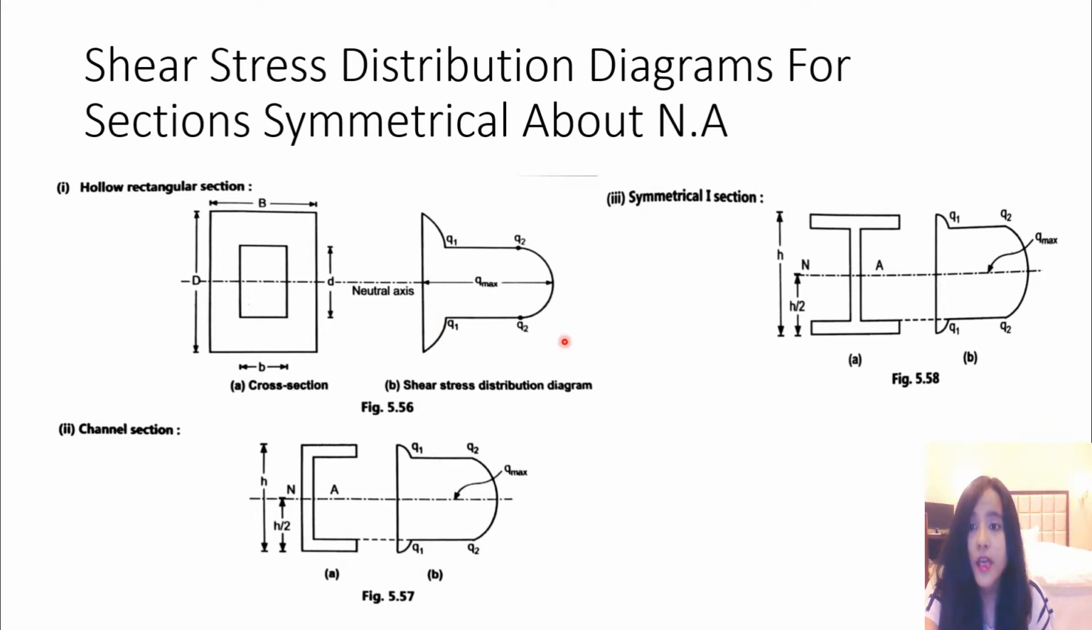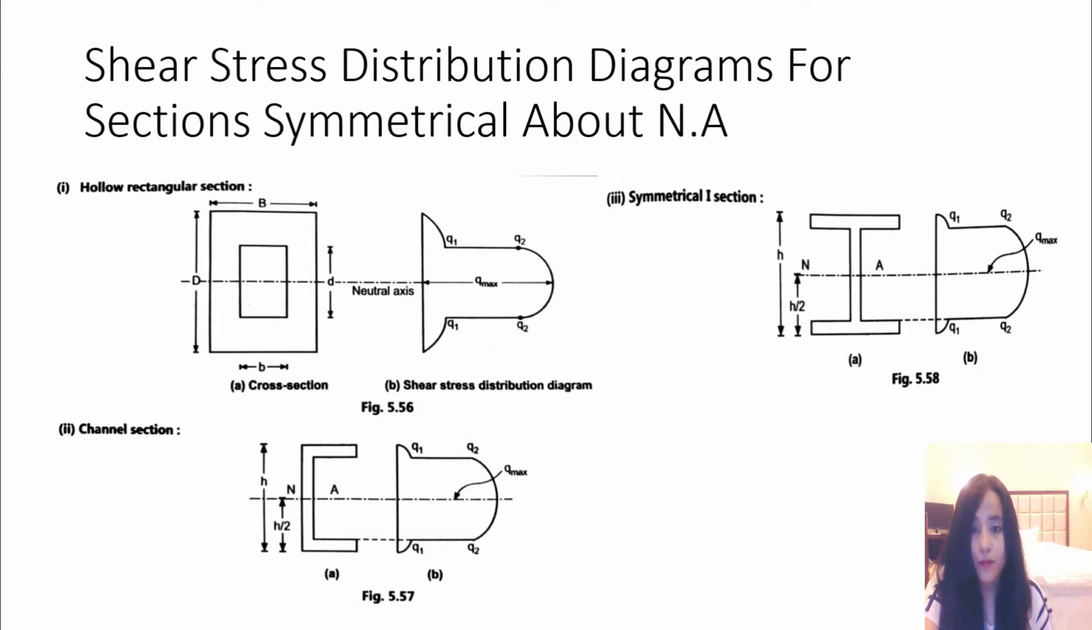But first, just see which are the symmetrical sections and which are unsymmetrical sections. So first one we have hollow rectangular section, and channel section is also a symmetrical section. And for channel section also, the shear stress distribution diagram is similar to that of a hollow rectangular section. And we have a symmetrical I section. For symmetrical I section, again the shear stress distribution diagram is similar, right?